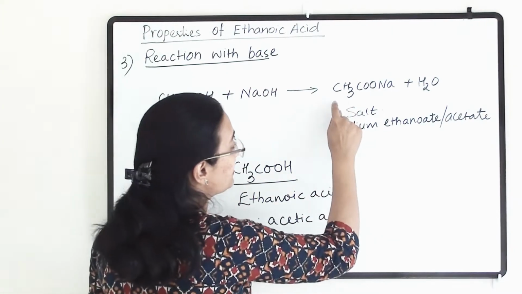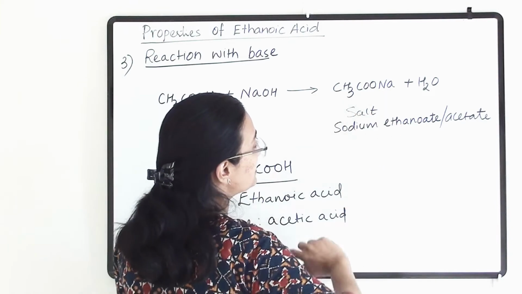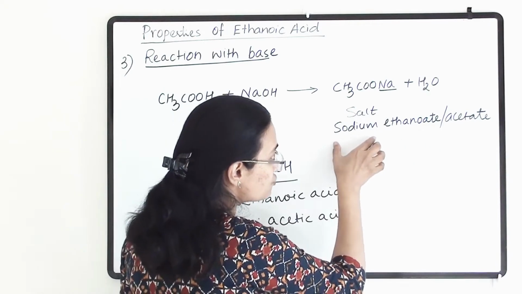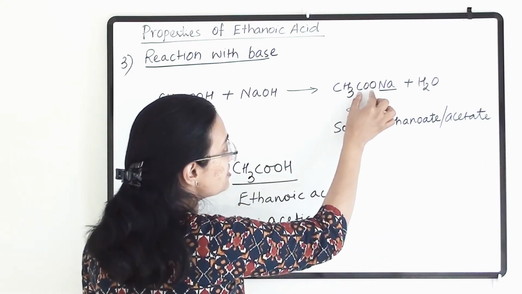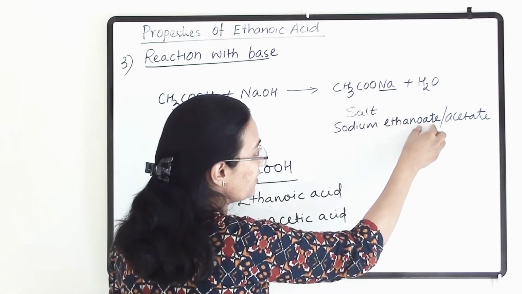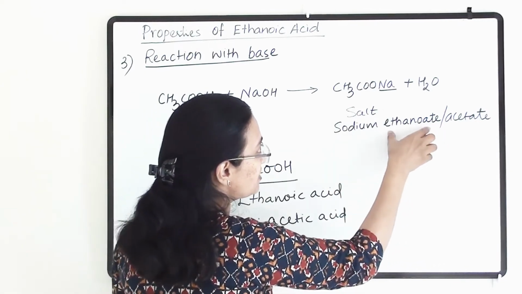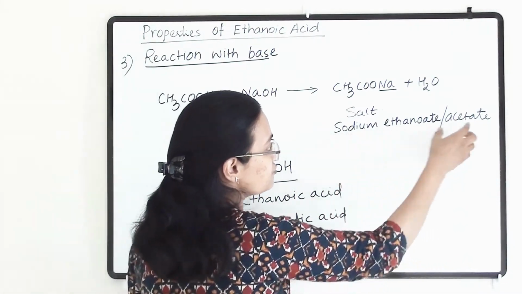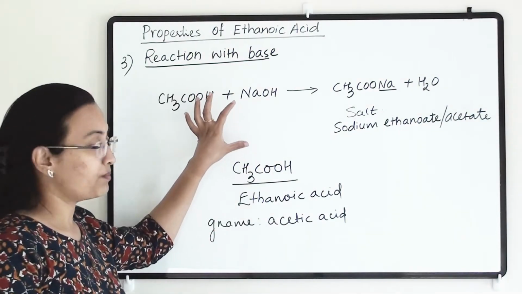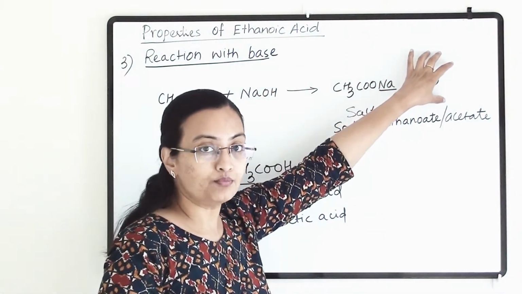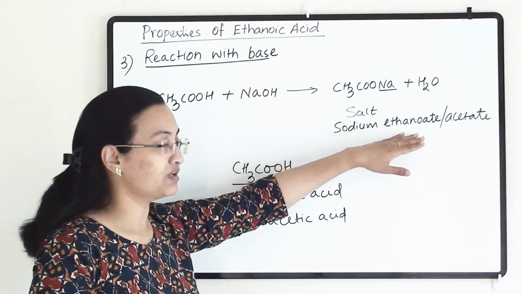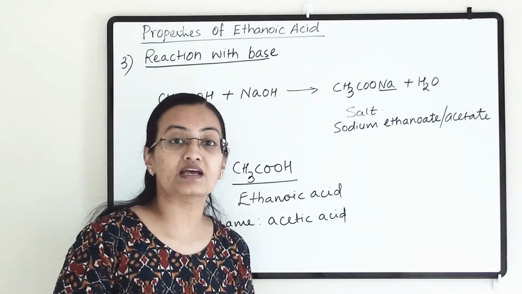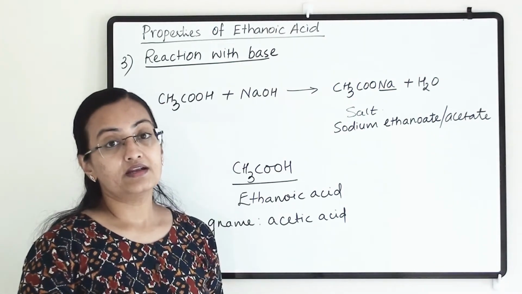Whereas here what we are getting is, instead of H, we are getting Na. So that's why it is known as sodium ethanoate or sodium acetate. Whereas this COO is represented as OH group, so that's why it is named as sodium ethanoate, and it belongs to acetic acid, so that's why it is named as sodium acetate. From these two compounds the water molecule will be removed and as a result we will get sodium ethanoate or sodium acetate.